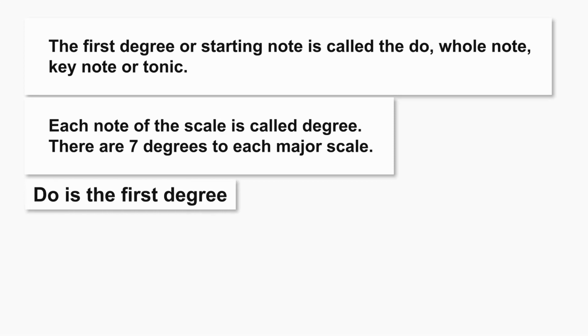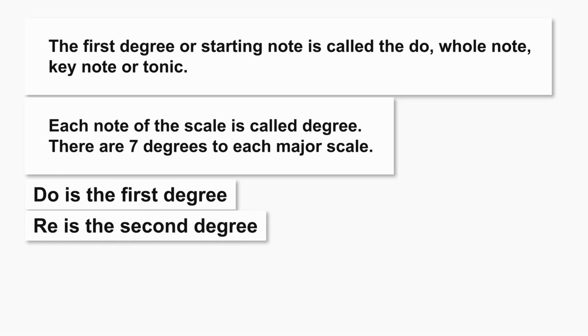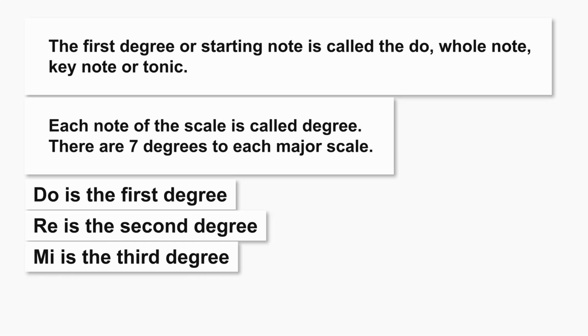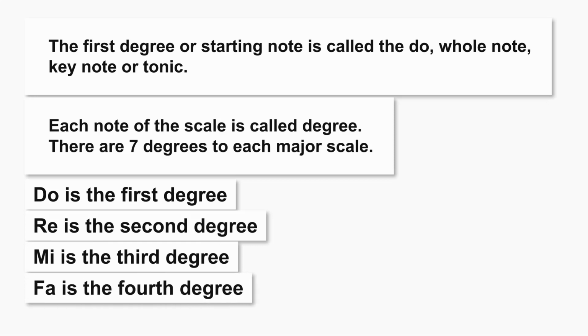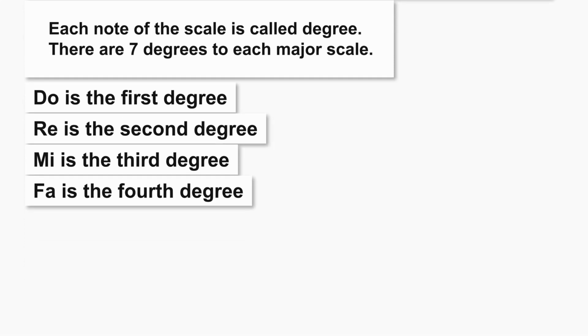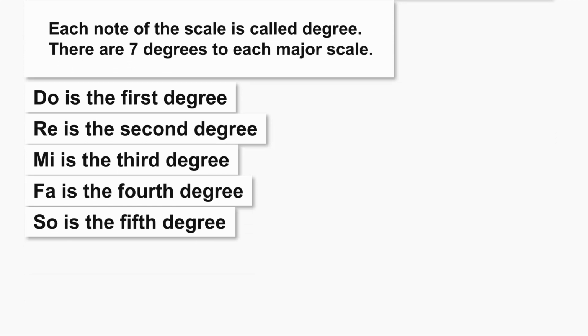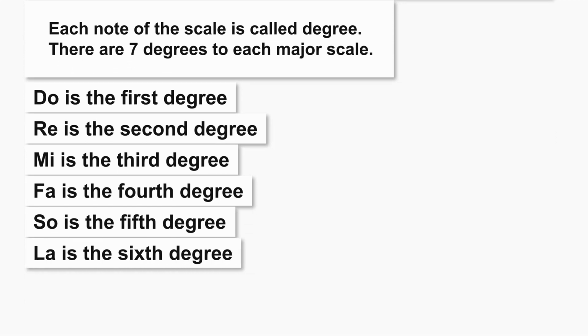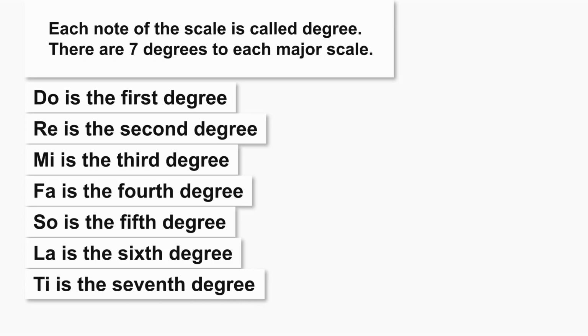Do is the first degree. Re is the second degree. Mi is the third degree. Fa is the fourth degree. Sol is the fifth degree. La is the sixth degree. And ti is the seventh degree.